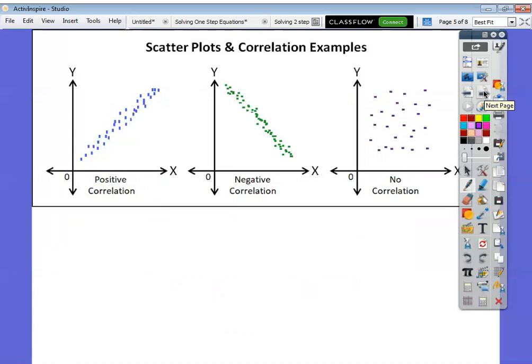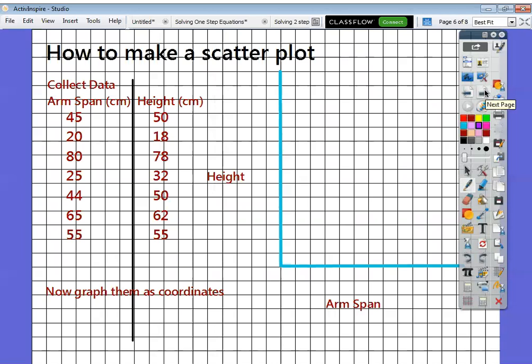So this would be a positive correlation. This would be a negative correlation. And when they're scattered all over the place, that's no correlation. Okay? All right, so let's actually make a scatter plot.